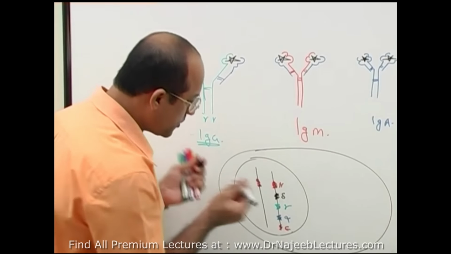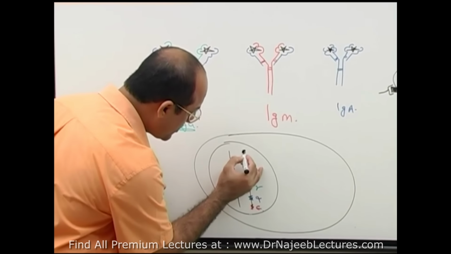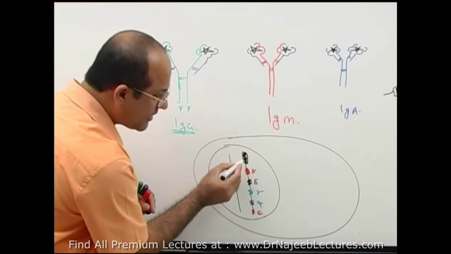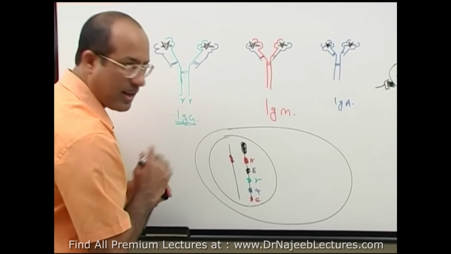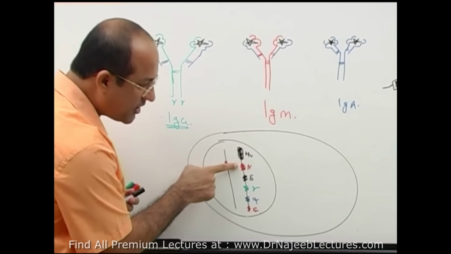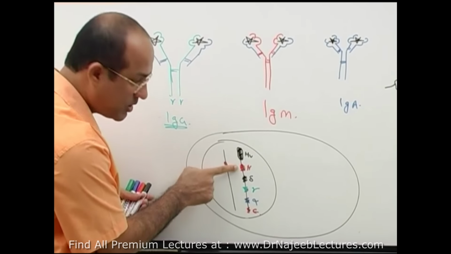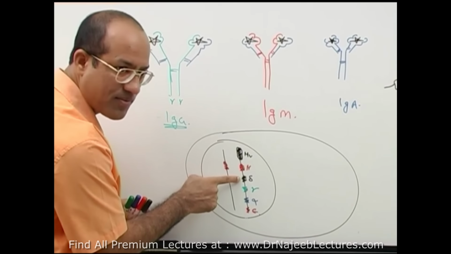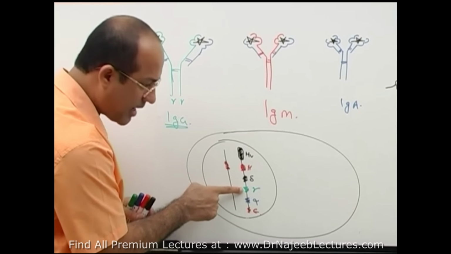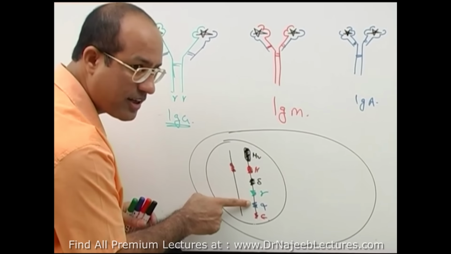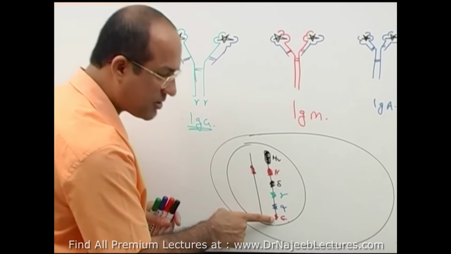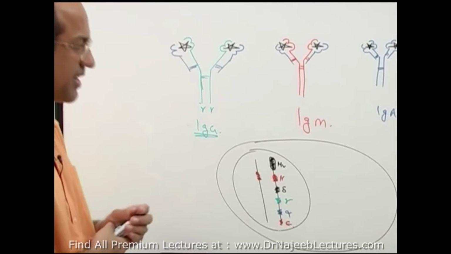Now let's suppose this is a special part of the gene, and this part of the gene is concerned with the heavy chain variable region, and this is the heavy chain constant for the mu, this is the heavy chain constant for the delta, this is the heavy chain constant for the gamma, this gene is for heavy chain constant for alpha, and this gene is for heavy chain constant for epsilon. Now you listen very carefully.